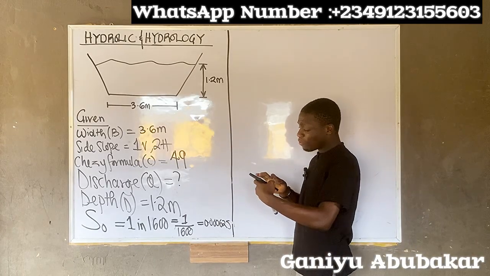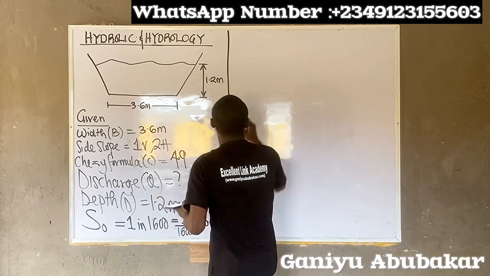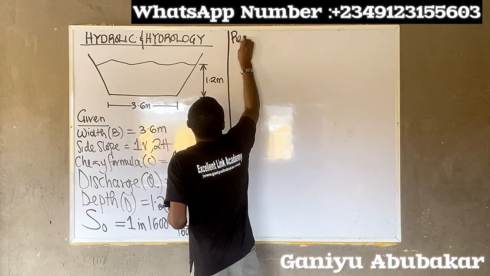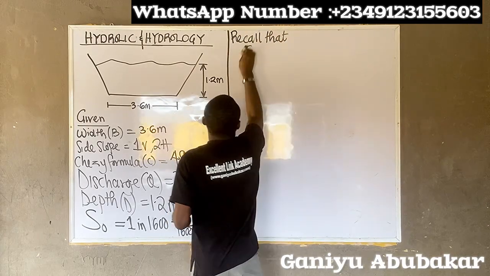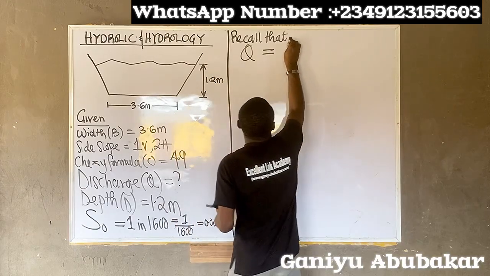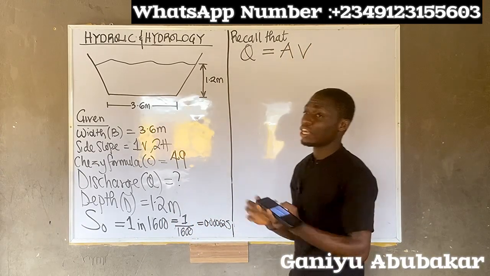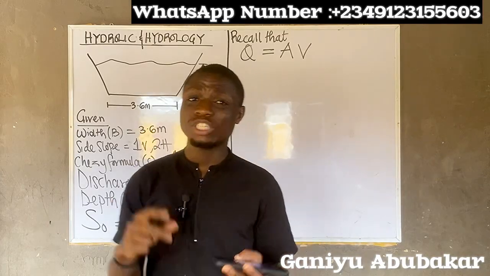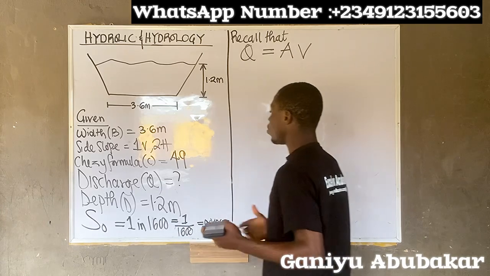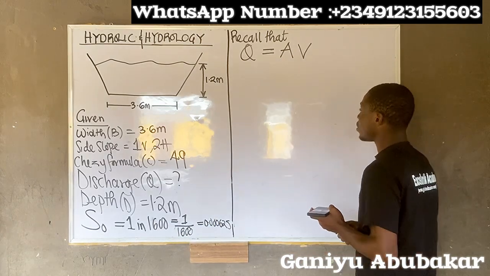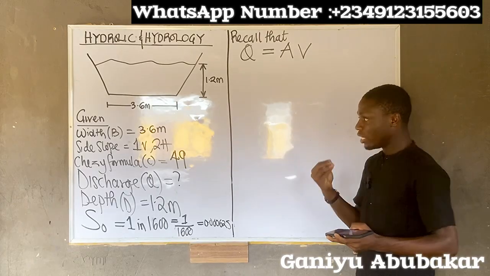First, I'm asked to find the discharge Q. What do we know? To get the discharge Q, recall that Q is equal to the area times velocity. So here's the idea and technique. I want to get Q. I need two things: I need area and I need velocity. My first priority is to get area, but listen please.